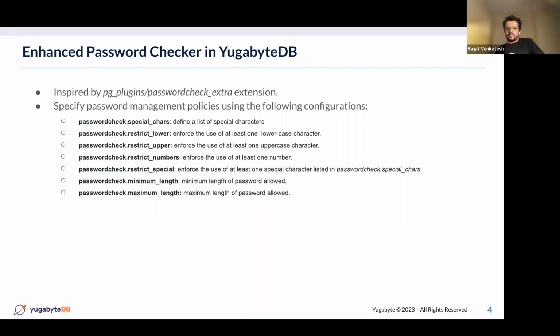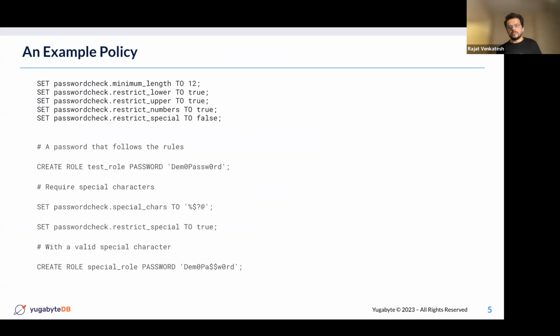The enhanced extension adds a few configuration parameters which can be set during startup, and you can use these configuration parameters to specify the rules that are in line with the org policies. Some of these configuration parameters are whether the password should contain lowercase, uppercase, numbers, what should be the minimum length, maximum length, and so on and so forth. Just to give an example of a policy, on the screen, this example policy specifies that the password format should have a minimum of 12 characters, and it should be a combination of lowercase, uppercase, and numbers. And it doesn't need to have special case.